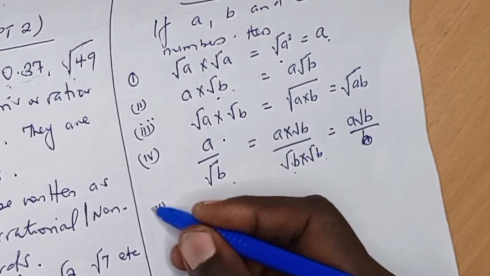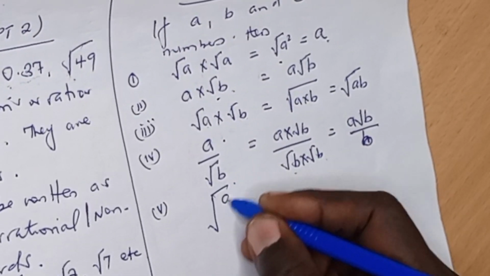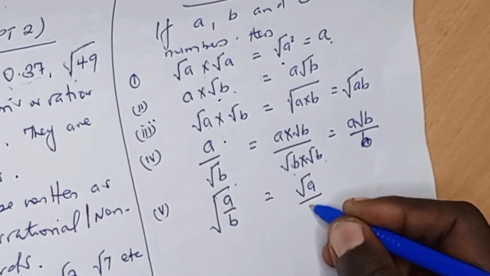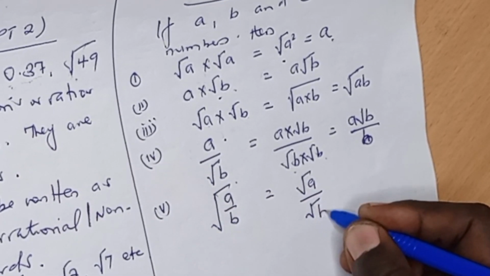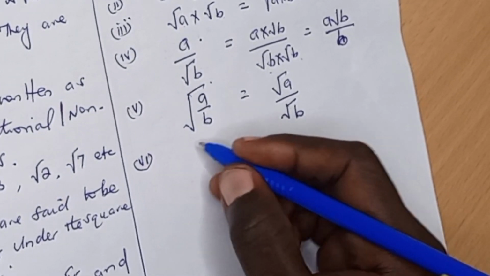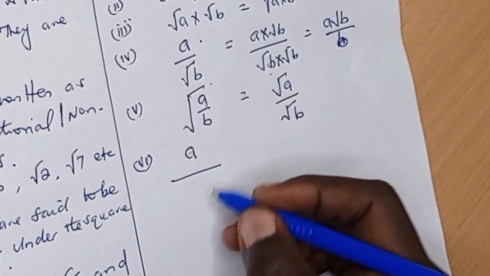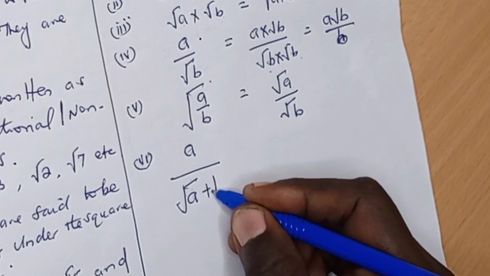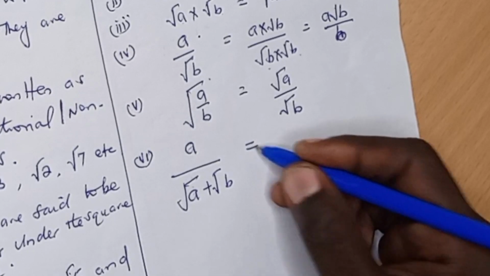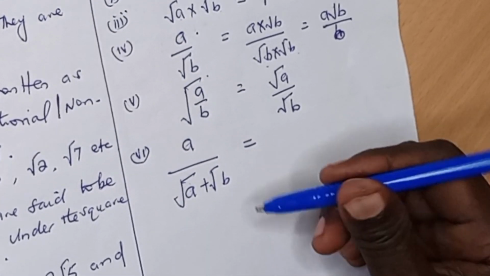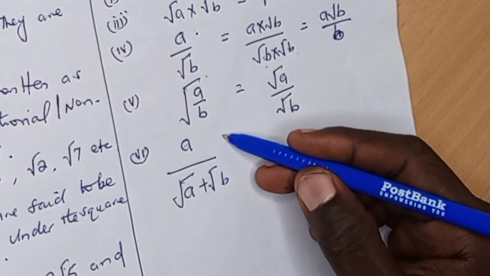The fifth rule can be, if I have root of A over B, this can be root of A over root of B. Finally, the sixth one can be, if I'm having A over root of A plus root of B, the same applies here. I get the conjugate of the denominator, then I use the conjugate to multiply both the numerator and the denominator.